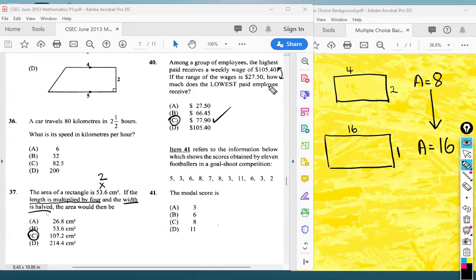Number 41. The mode score is the most popular score. Well, what's the most popular number there? From just looking at it, I think I have two close ones here. The 3s look pretty popular. How many 8s does it have? Nah, it's 3. It has 3 eights. The mode is the most popular score. 8.